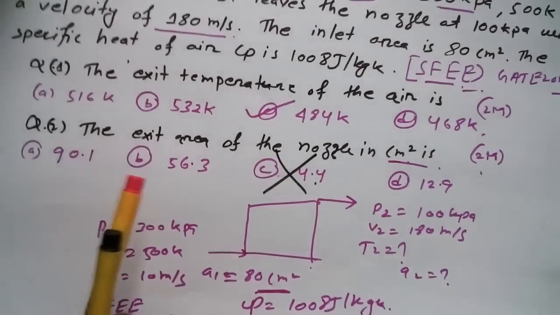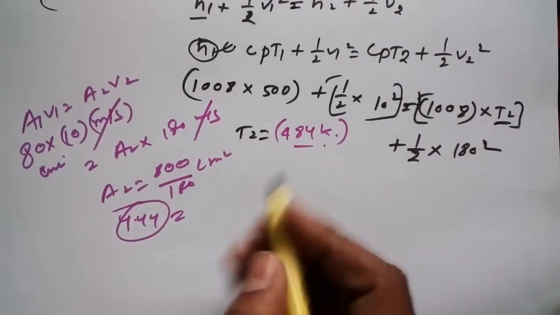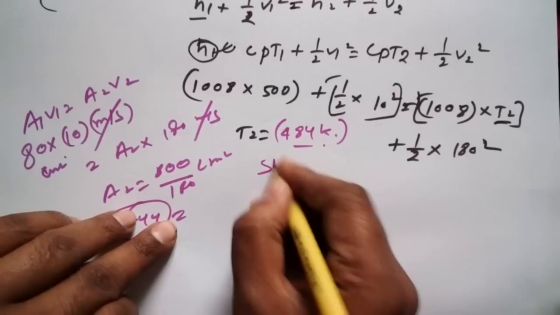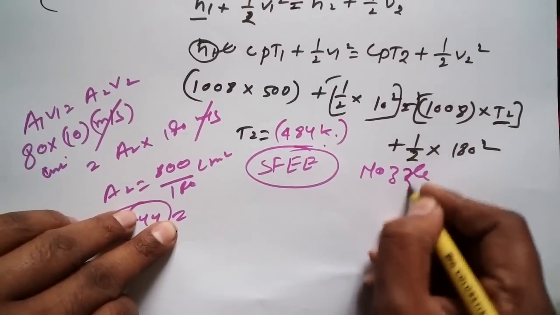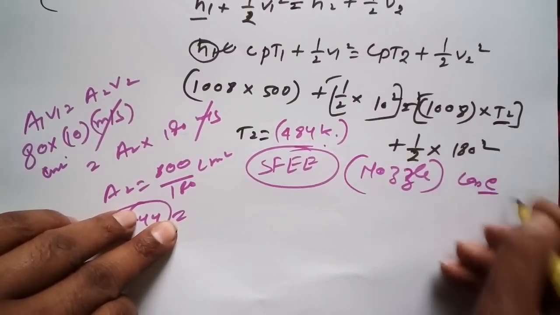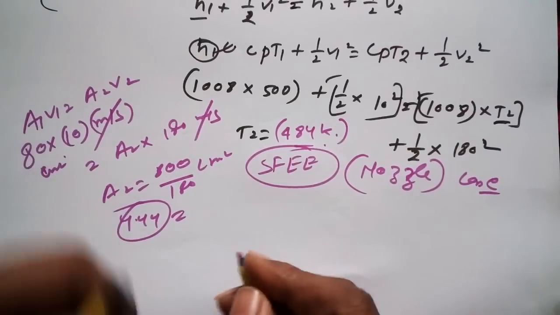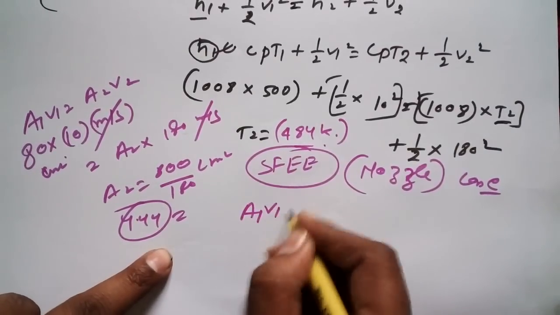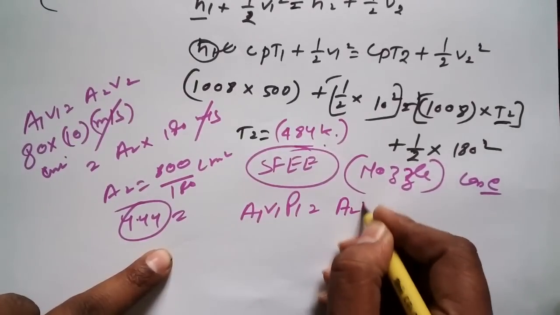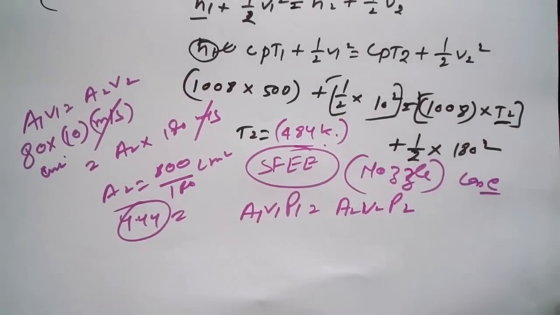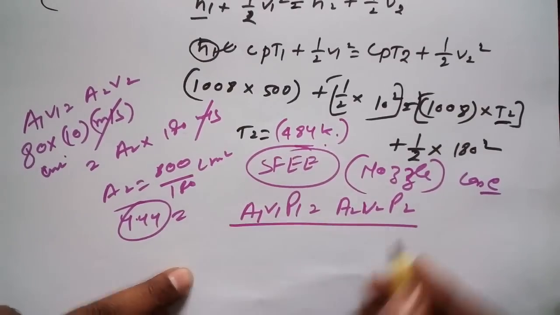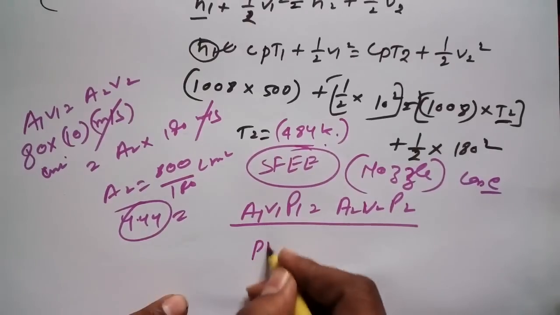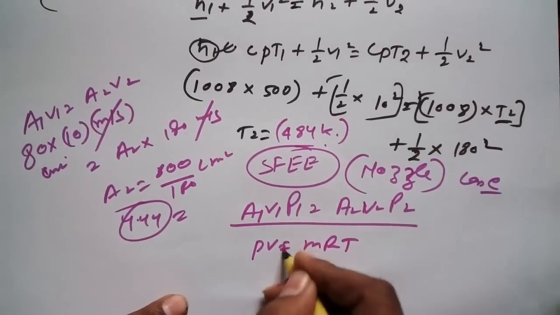Okay, let's move forward. In the case of the steady flow energy equation, if we take the case of a nozzle, we have the equation A1 V1 rho 1 is equal to A2 V2 rho 2. And here we have to use another formula, that is the ideal gas law, PV is equal to MRT.